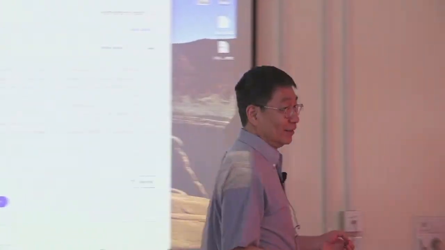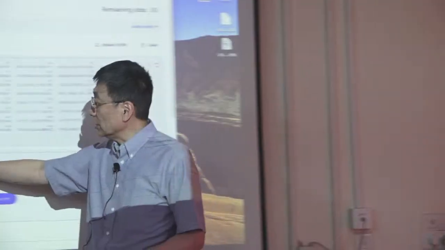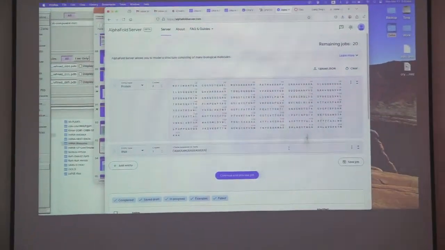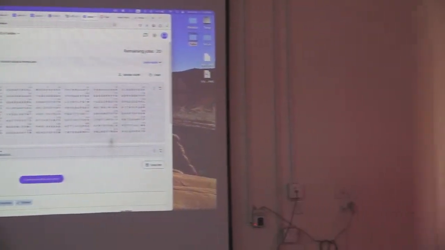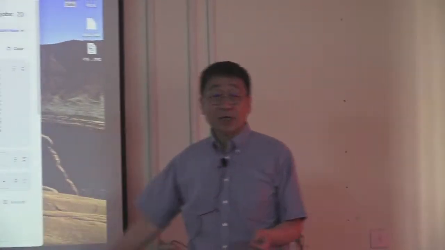But as I mentioned, for a small molecule, let's try it. Here I put in an RNA sequence as an example. Let's say we add another entry, and we choose small molecule, ligand. Now you can see this drop-down menu. You click on that.